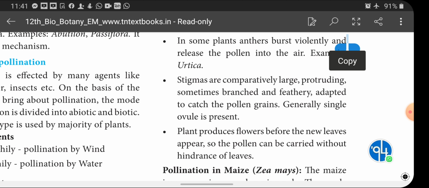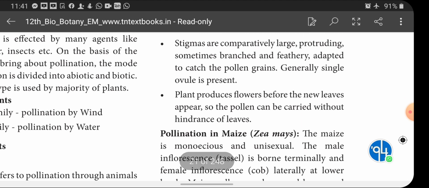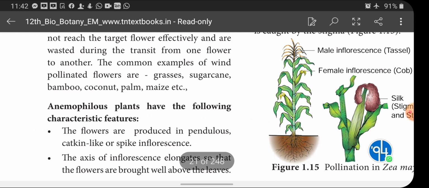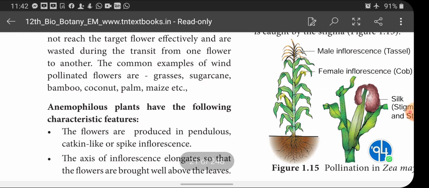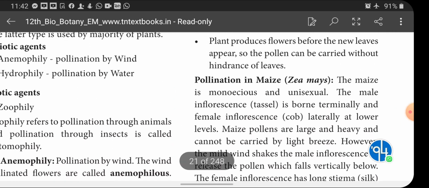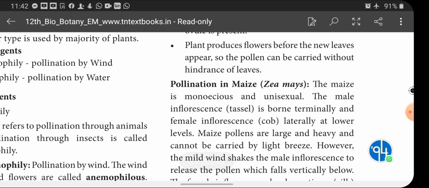Stigmas are comparatively large, protruding, sometimes branched and feathery, adapted to catch the pollen grains. Generally a single ovule is present, and the plant produces flowers before the new leaves appear, so that pollen can be carried without hindrance of leaves. So these are the characters of anemophilous flowers. This is a 3 mark or sometimes 5 mark question for you. Okay children, please bracket it, and I think it is also a book back question.